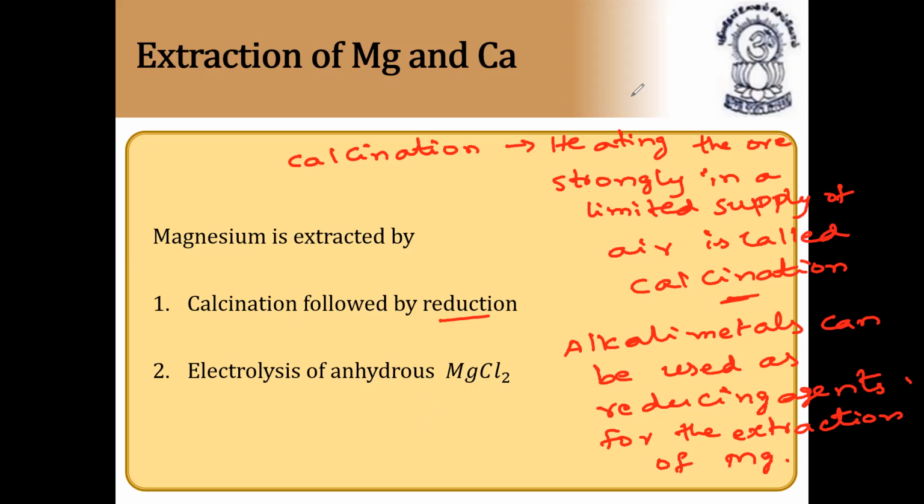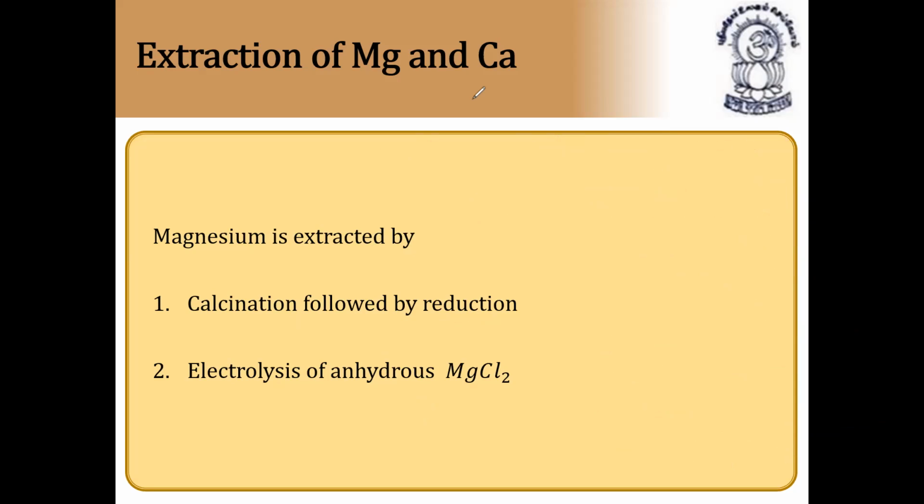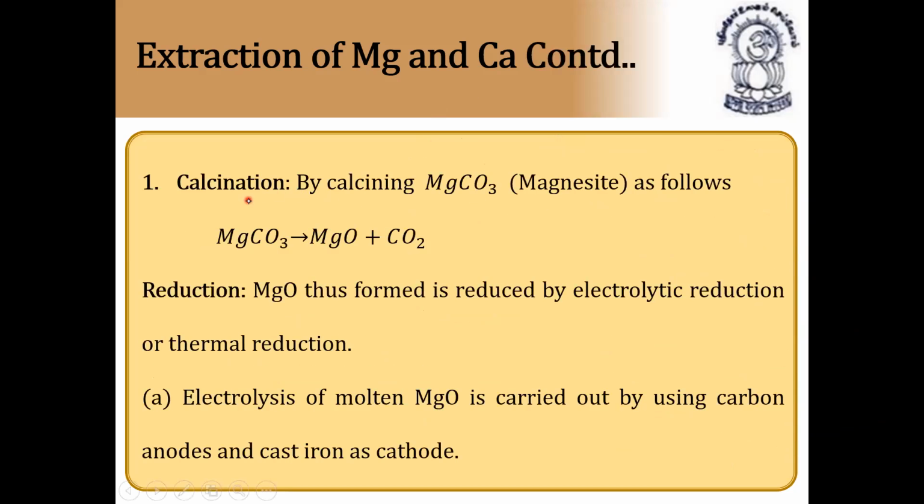Next, calcination. By calcination of magnesium carbonate, as I told you, heating the ore strongly in a limited supply of air, we will get magnesium oxide along with carbon dioxide. Magnesite is the ore. Reduction: magnesium oxide thus formed is reduced by electrolytic reduction or thermal reduction. Electrolysis of molten magnesium oxide is carried out using carbon anodes and cast iron as cathode. Magnesium is formed at the cathode and oxygen gas is formed at the anode.